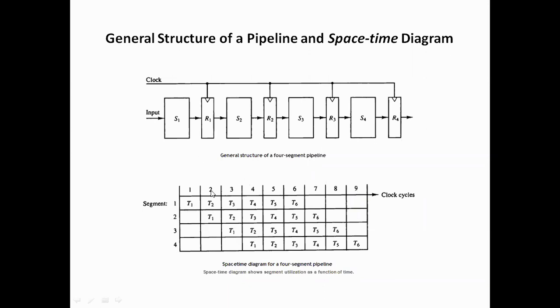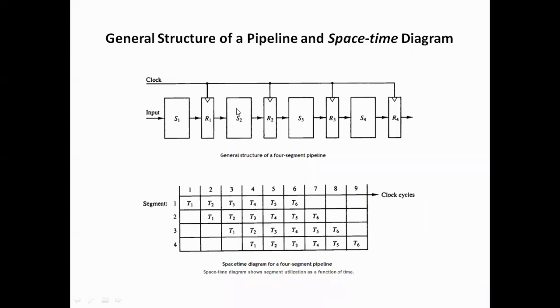In the second clock pulse, the first task will move to segment 2. At the same time, segment 1 will not remain idle. It will take another task, T2. So in the second clock cycle, segment 1 will not remain idle. It will take another task, T2, and the T1 task will reach segment 2. In the third clock pulse, what will happen? This S2 thing is done.